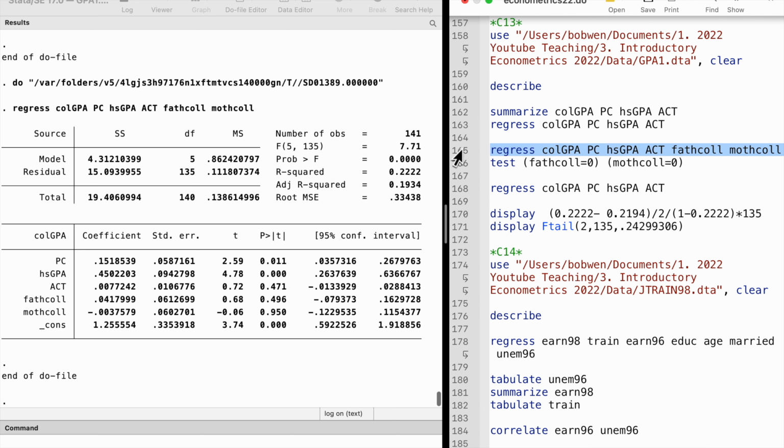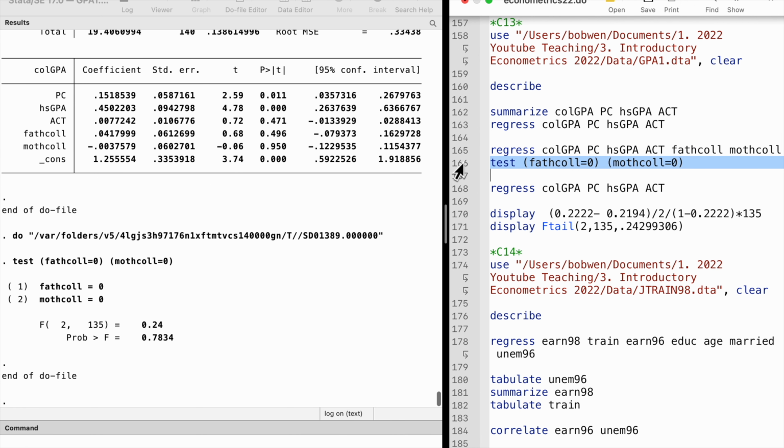They are individually insignificant. We use the Stata command test to do the F test. The F statistic is 0.24, and its p-value is 0.7834. We fail to reject the null hypothesis that they are jointly insignificant at the 5% level. For practice, we can compute the F statistic by hand using the sum of squared residuals form or the R-squared form of the F statistics.